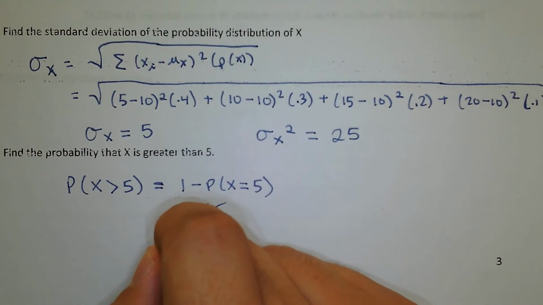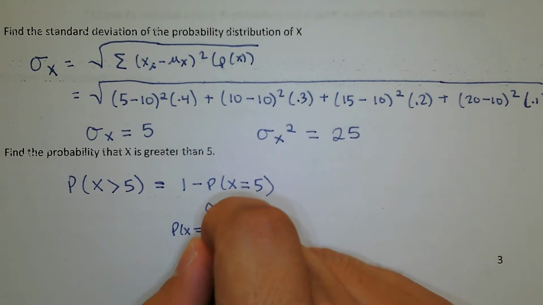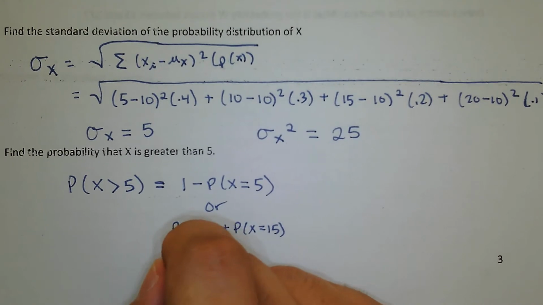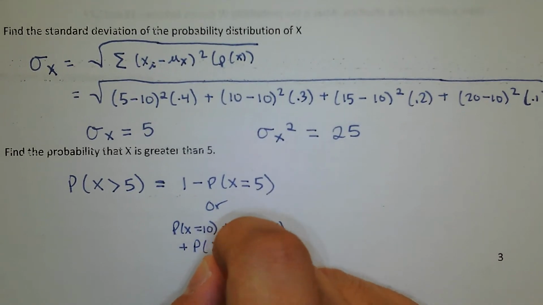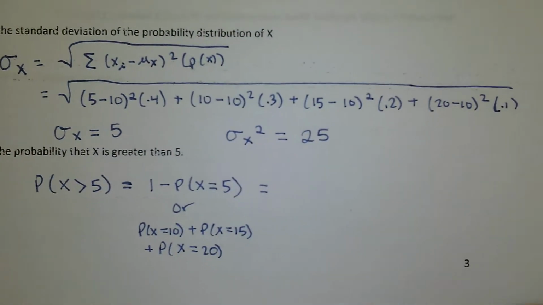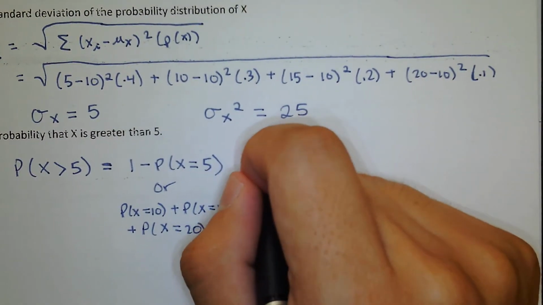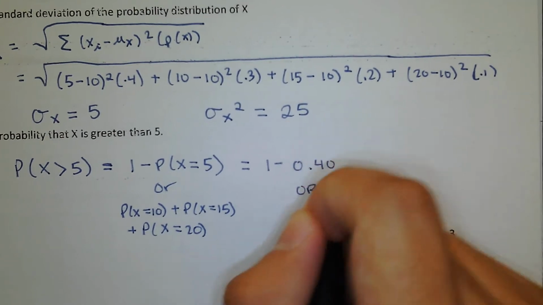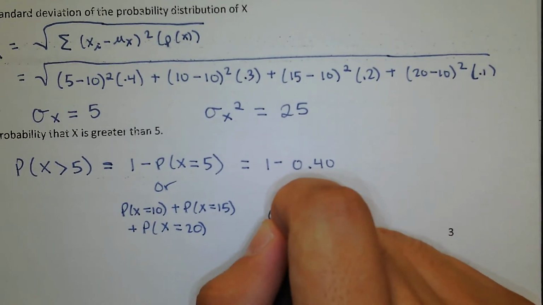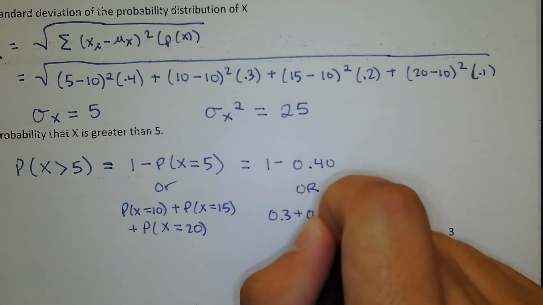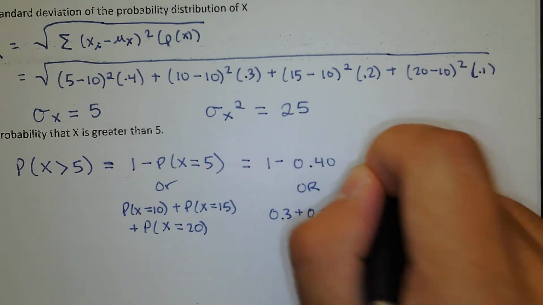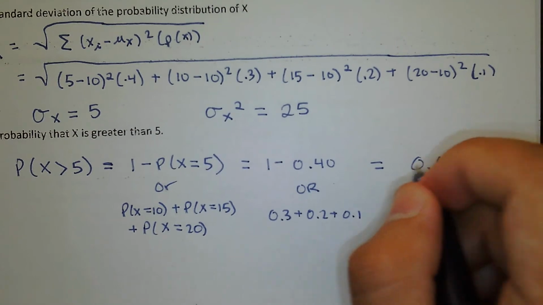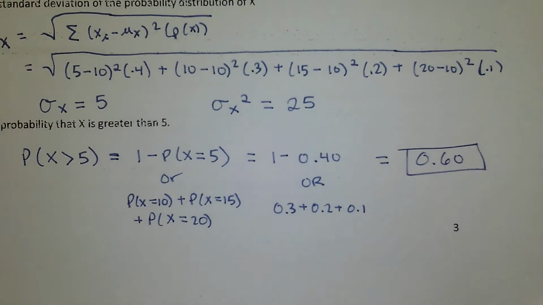This is equivalent to taking the remaining summation of the values of 10, 15, and 20. So either one of those is correct, which takes us to our next step here. If I go with the top method, that's 1 minus 0.40, or if you go with the bottom method, that's adding these three values. And either method that you choose, you'll notice that you'll obtain the same probability of 0.60 here.